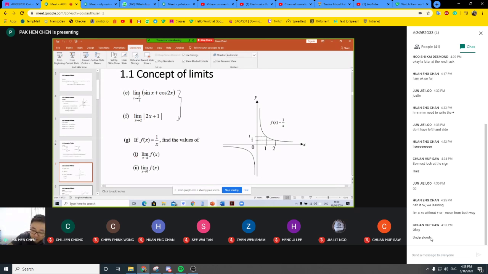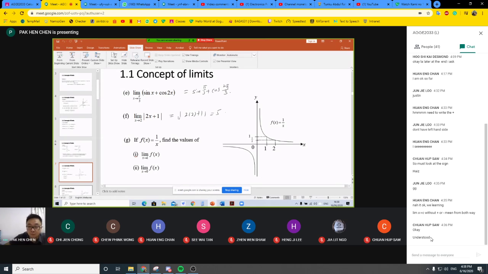If we want to find the limit for this, we will write sine pi over 3 plus cosine 2 pi over 3, isn't it? And for the second one, we are also substituting, 2 times 2 plus 1, which we will get 5.